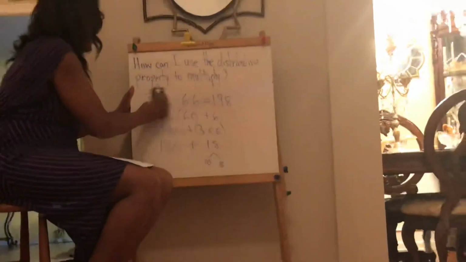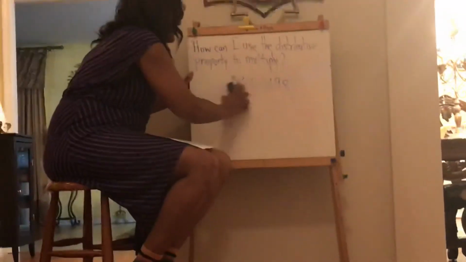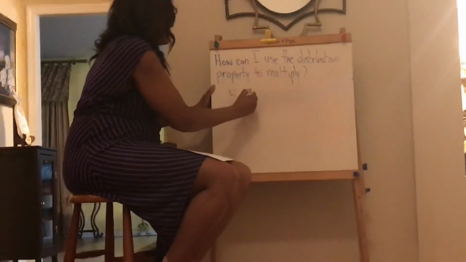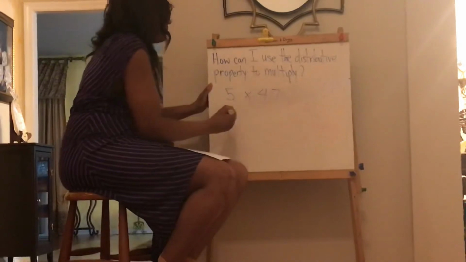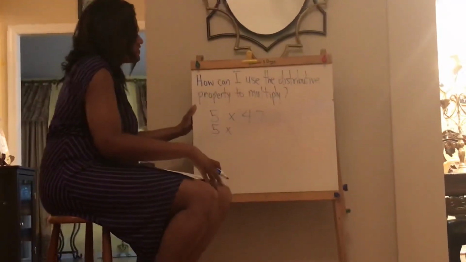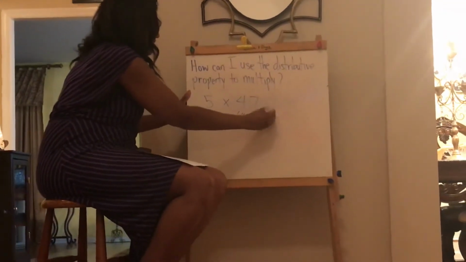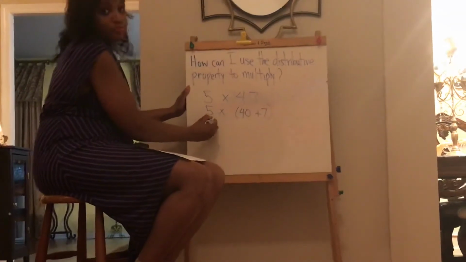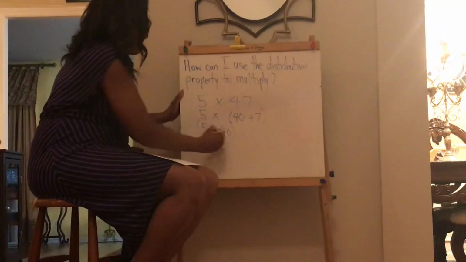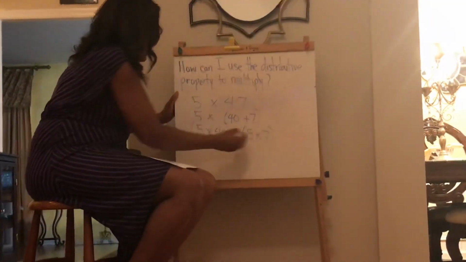Let's try another one. And again, you can pause and try it first and see if you get the same answer as I do. So here we have 5 times 47. All right, so we will break up 47 into a multiple of 10: 40 plus 7. Now we will distribute: 5 times 40 plus 5 times 7.